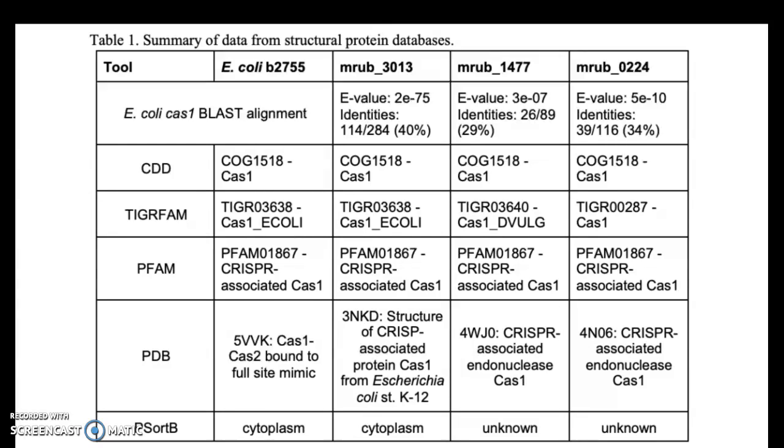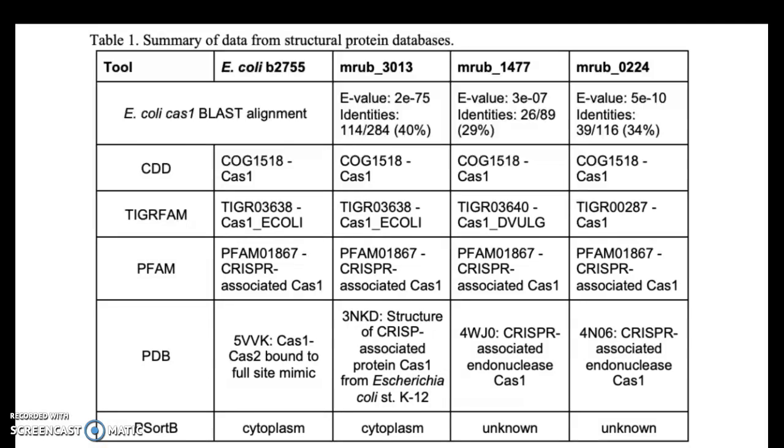mRub1477 pulled TIGR03640, which is the Cas1 DVULG category. This grouping contains Cas1 genes from type 1C CRISPR-Cas systems. mRub0224 pulled TIGR00287, which is another Cas1 family. Row 4 contains the Pfam hits for each gene. All genes pulled PF01867, which is the Pfam family for CRISPR-associated Cas proteins.